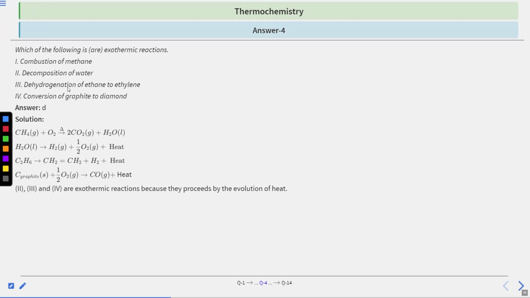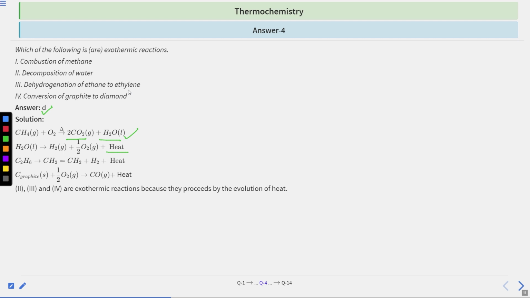Okay, so the correct answer will be option D, so second, third and fourth. So for the combustion of methane, this reaction will be happening. So here we have methane. The combustion will happen, that is reaction with O2, oxygen. It will produce CO2 plus H2O. Decomposition of water. So H2O in liquid form will give you H2 gas plus half of O2 gas, and heat will be evolved.